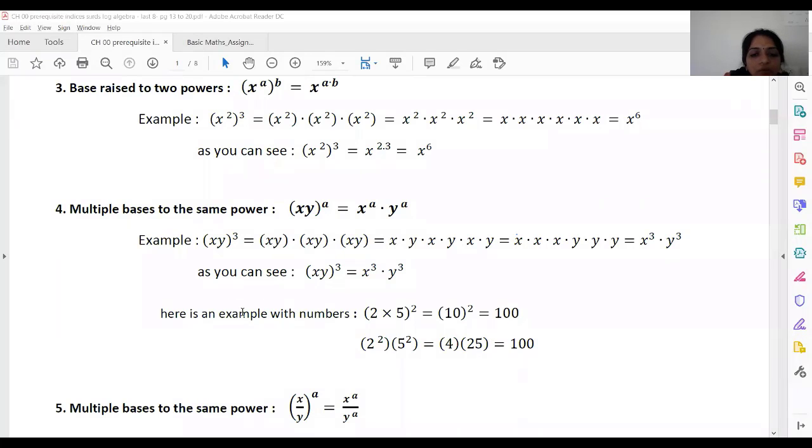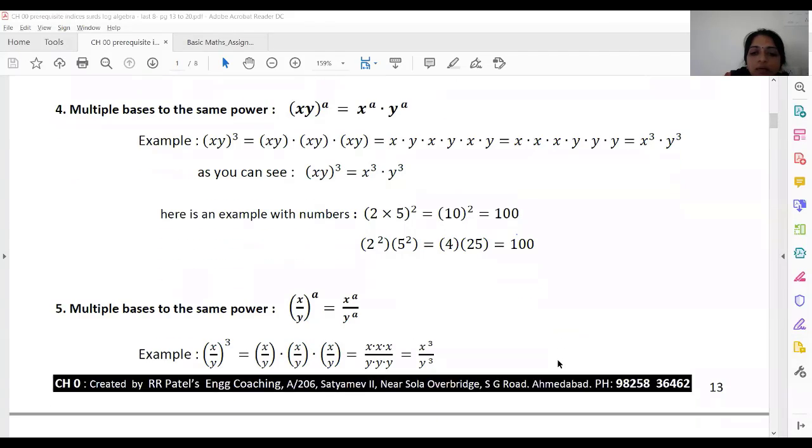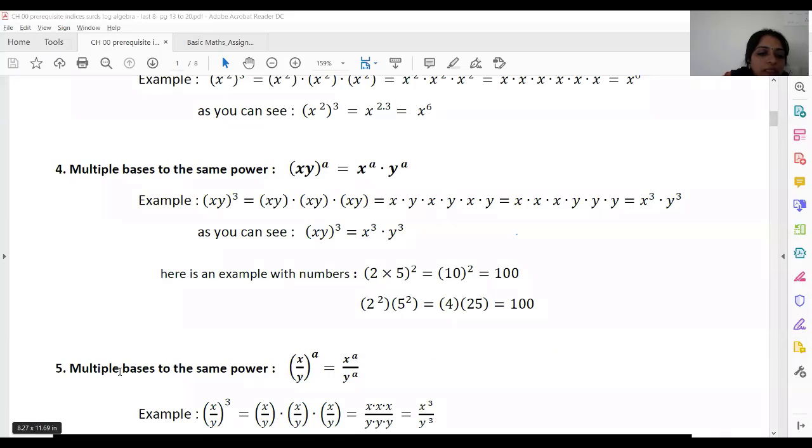Similarly, we can apply it for the numbers: (2 into 5) raised to 2, that is 2 raised to 2 into 5 raised to 2. We can also write 2 into 5 as 10, 10 square, 100. Here 2 square is 4, 5 square is 25. So both are the same.